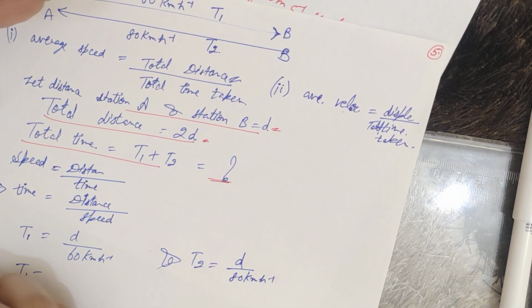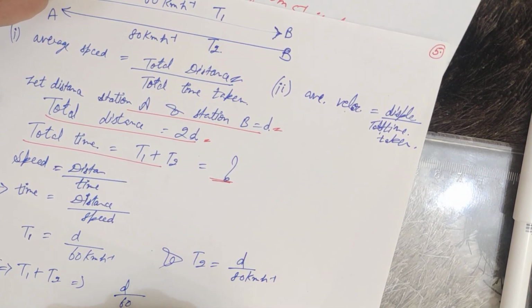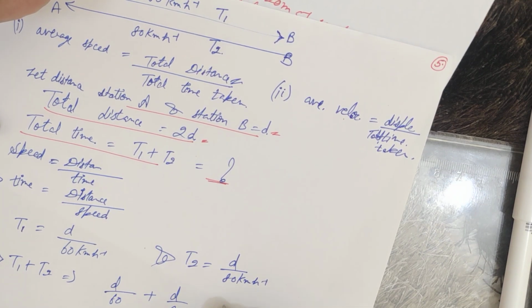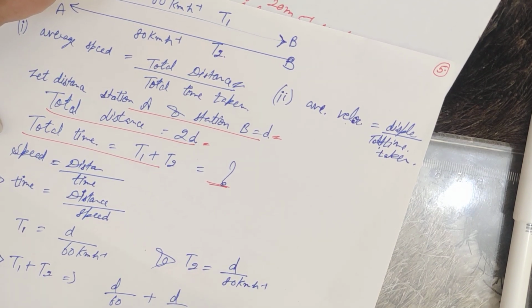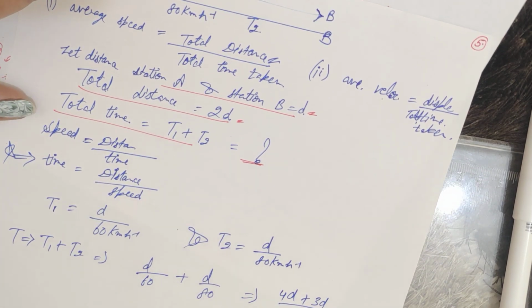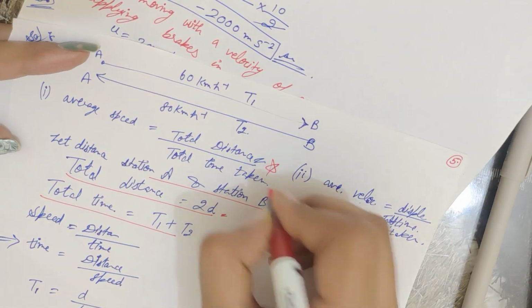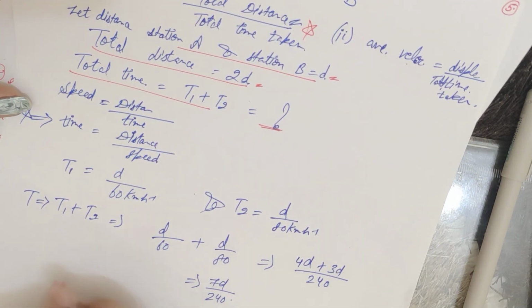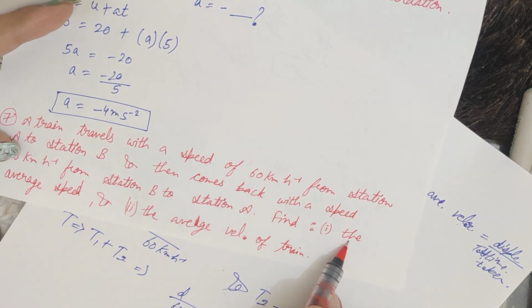It means the total time is t1 plus t2, which is d by 60 plus d by 80. After taking the LCM, we get the value 7d by 240. Now put this in the formula. Average speed is equal to total distance divided by total time taken. The question is, average speed we need to find out.